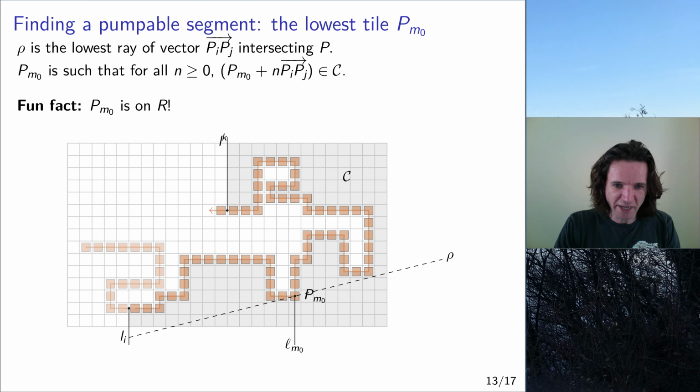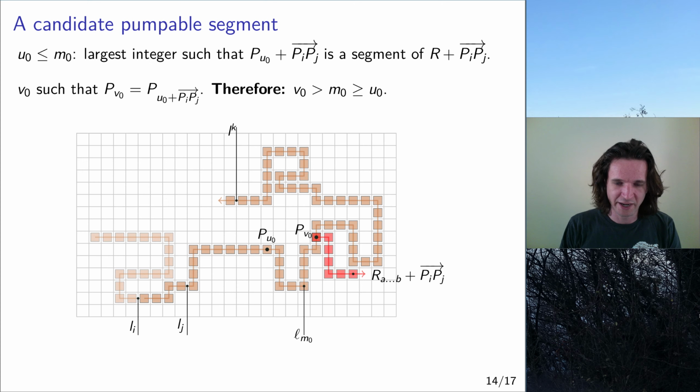And one thing we can notice, I'm not going to prove it here, is that Pm0 is also on R, and that's actually very important because it will help us define our initial candidate segments. The way to do this is by noticing that R can grow in the two different translations. I already explained that, and Pm0 is on R. So if we grow R translated by PiPj, the translation of Pm0 is here.